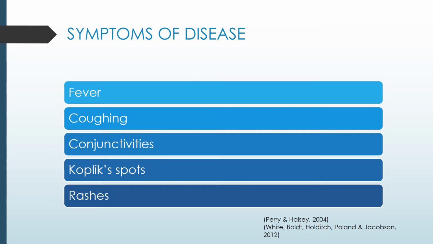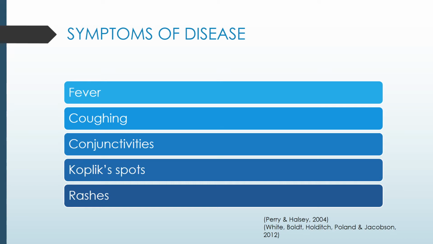The disease will start developing 8 to 12 days after the infection. In the early stages, the patient will experience signs and symptoms such as fever, coughing, conjunctivitis, and inflammation of the mucous membrane in the nasal cavity. These symptoms will worsen and the patient will develop bluish white spots in the mouth called Koplik spots. These spots will disappear within a day.